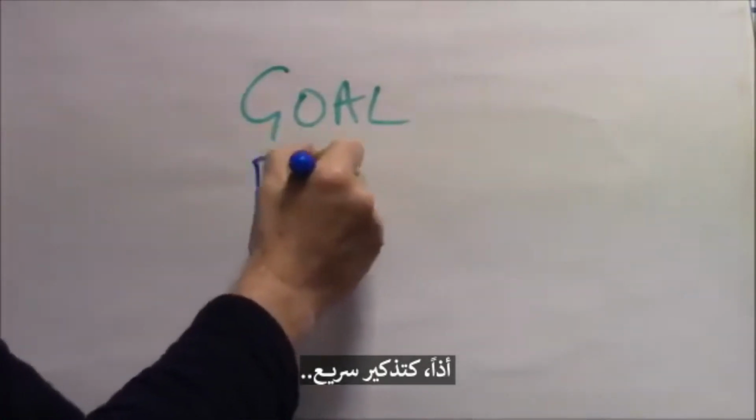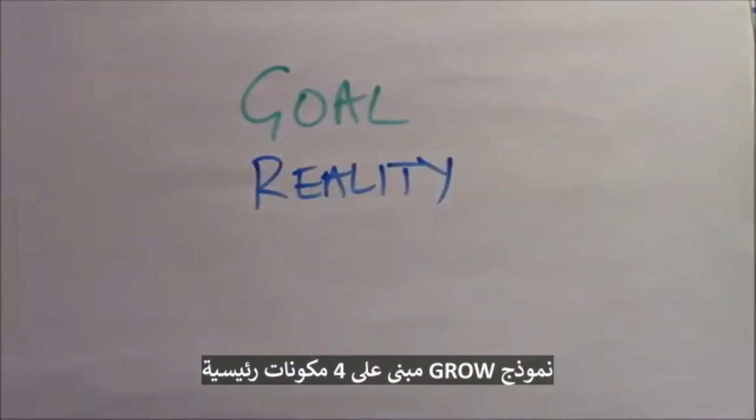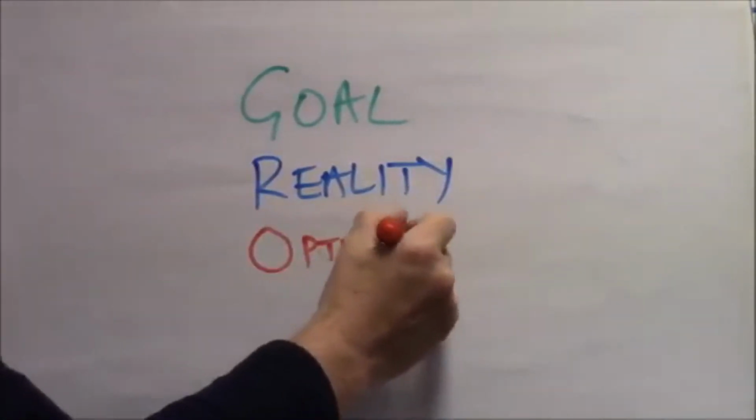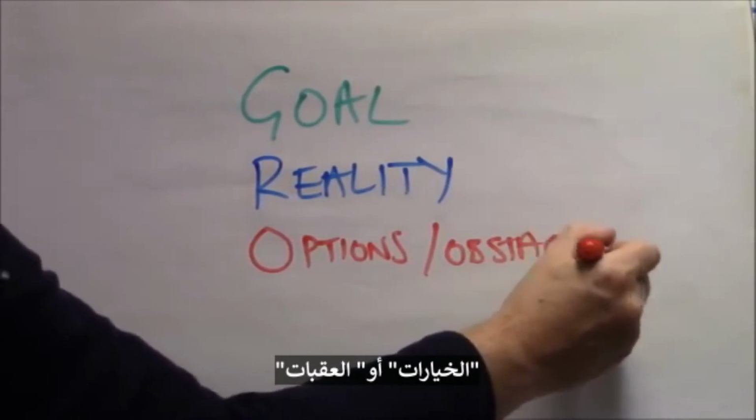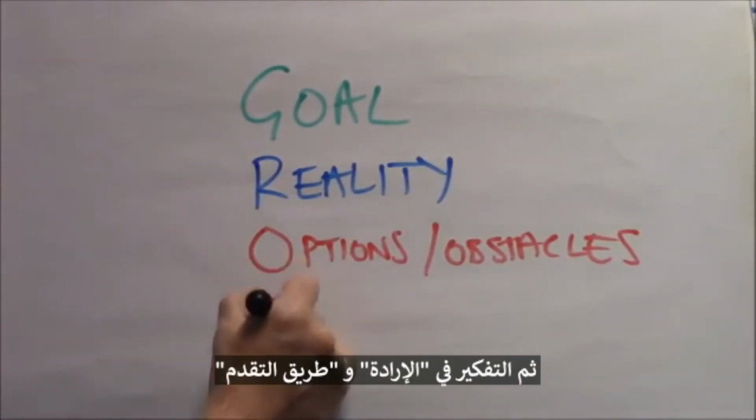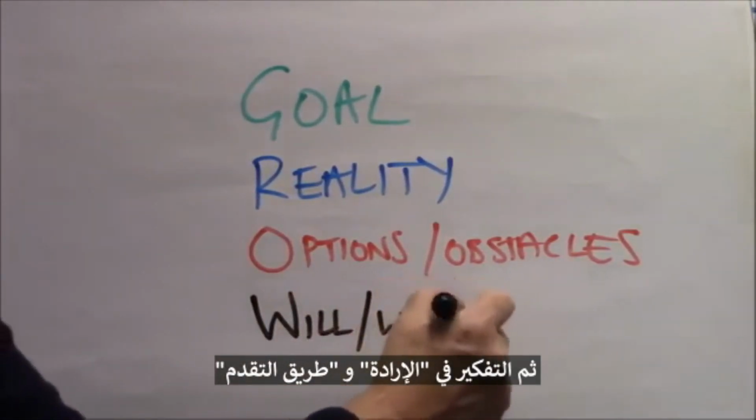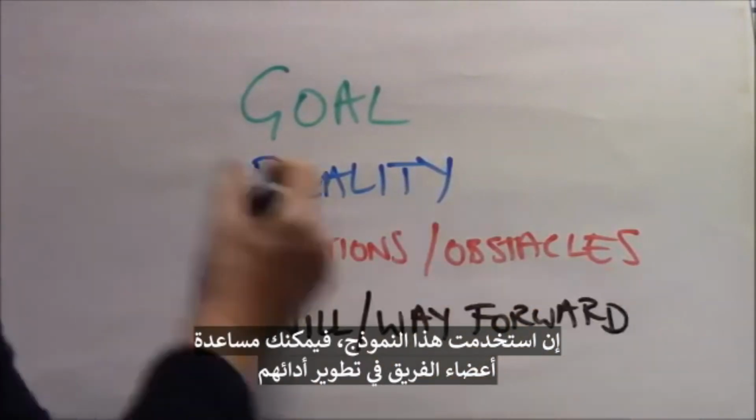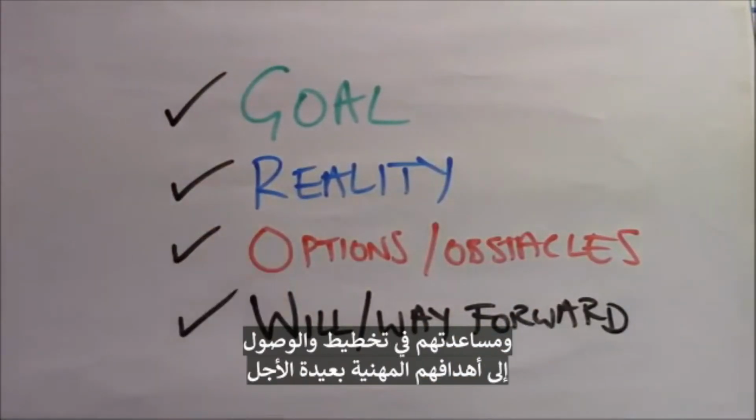So just as a very brief reminder, the GROW model stands for goal, reality, options or obstacles, and then thinking about the will or the way forward. And if you use this model, you can help team members improve performance and help them plan and reach their long-term career objectives.